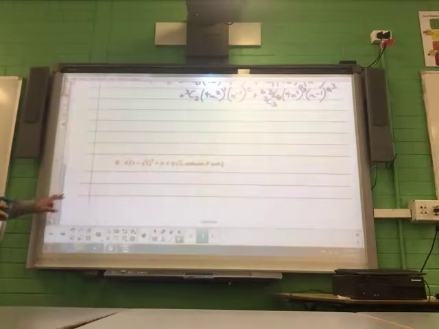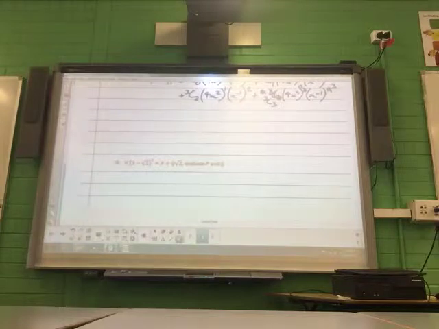So let's move on to the question we're up to. If 3 take away the square root of 2 to the power of 4 is equal to capital P plus capital Q root 2, we need to evaluate the values of P and Q. So you need to set up your expansion.